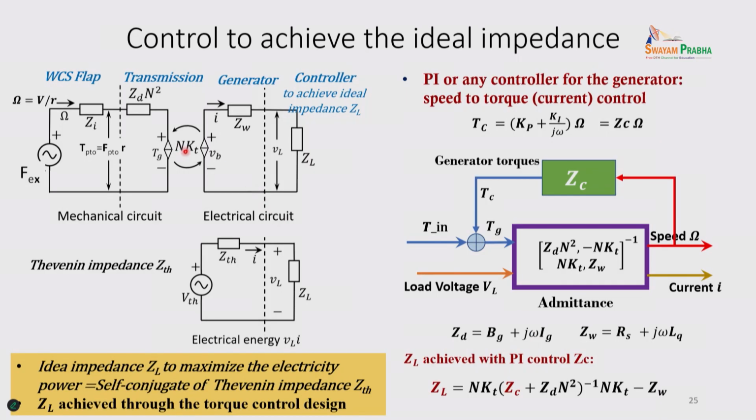So all this is a function of every element, right? This is the motor's impedance, and that part ZD is the transmission impedance. So you control the torque, and with velocity feedback, you get an ideal impedance here. So now this is mechanical energy and electricity. Let us say this is mechanical energy, this is electrical energy.